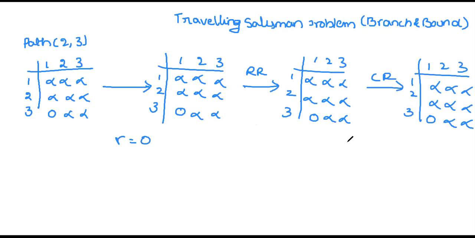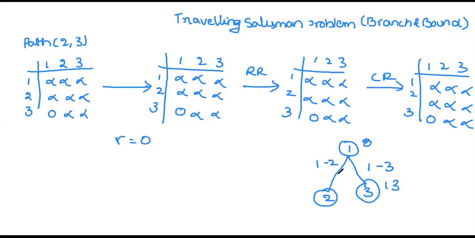So first we will draw the tree. 1: lower bound of 1 is equal to 8. This is the path 1 to 2. That's why this is 2, 3. This is the 1 to 3 path. So the lower bound of 1 to 3 is 13. The lower bound of 1 to 2 is 9. That's why this path becomes expanded.